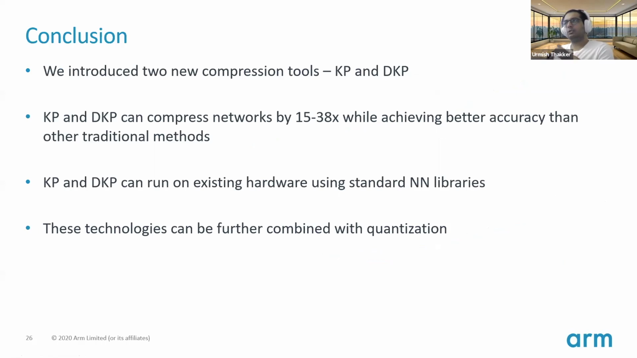So this is sort of the end of my presentation. Hopefully you would have learned something new. Hopefully you understand the two new compression tools that we are exploring, KP and DKP, and you're excited about it as much as I am. And hopefully you're convinced that these compression technologies can give you large compression factors, better compression results than traditional compression technologies like pruning or low rank matrix factorization. We have shown you that the KP and DKP can actually run on existing hardware using standard neural network libraries, so you don't really need to invent something else. And if you go read the paper, you'll see that at least KP compressed networks can be further combined with quantization.